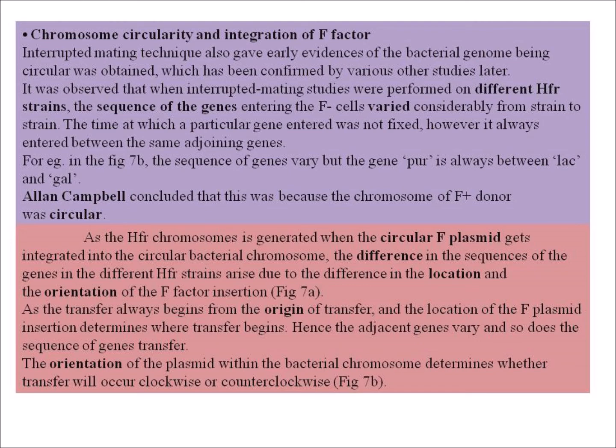Alan Campbell concluded that this was because the chromosome of F plus donor was circular. The HFR chromosome is generated when the circular F plasmid gets integrated into the circular bacterial chromosome. The difference in the sequences of the genes in the different HFR strains arise due to the difference in the location and the orientation of the F factor insertion. As the transfer always begins from the origin of transfer and the location of the F plasmid insertion determines where transfer begins, the adjacent genes vary and so does the sequence of gene transfer. The orientation of the plasmid within the bacterial chromosome determines whether transfer will occur clockwise or counterclockwise.